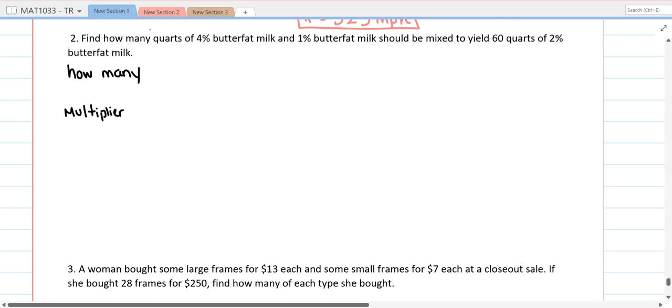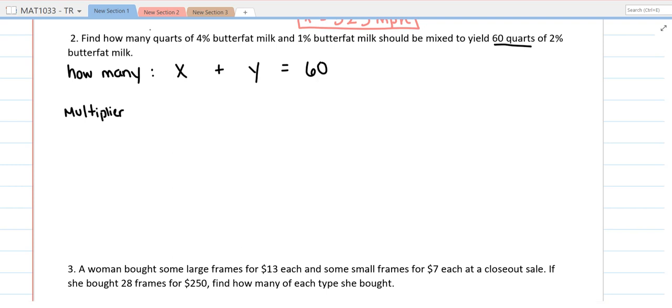Okay, so how many quarts? I have some amount of X quarts plus some amount of Y quarts, and I'm going to have a total of 60 quarts. So the first equation is simple: just X plus Y equals how many total. The second one is your multiplier.